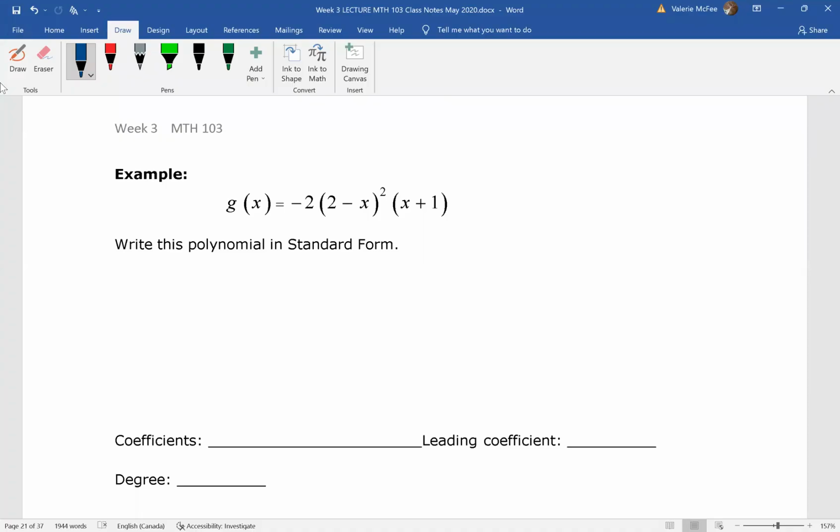So here's another example of a polynomial function, but it's not in standard form. Why don't you open the brackets and write this polynomial in standard form with descending powers of x.